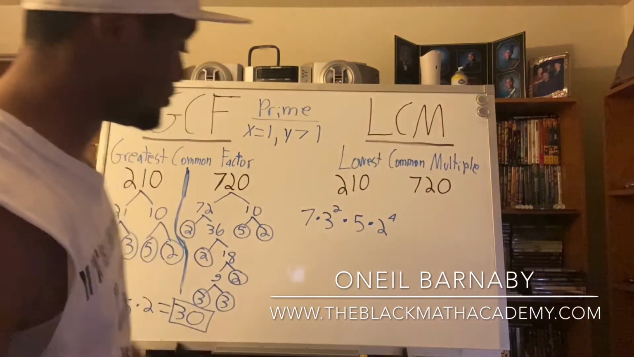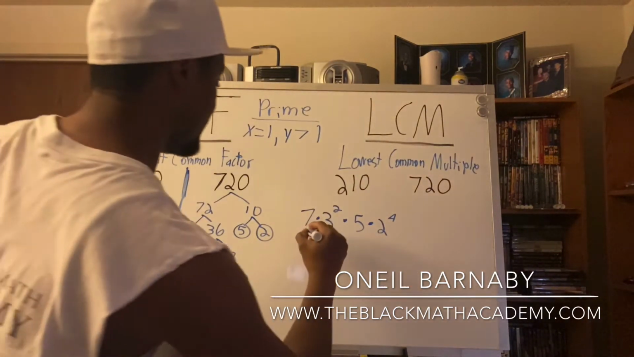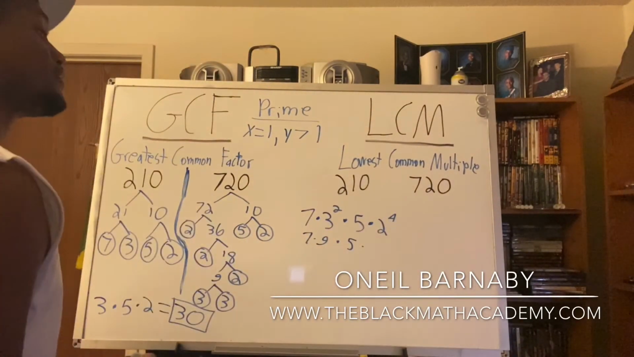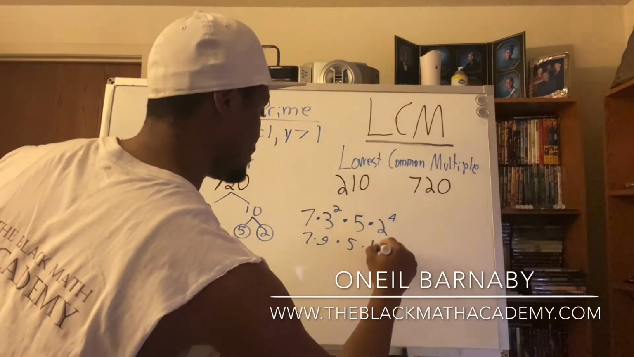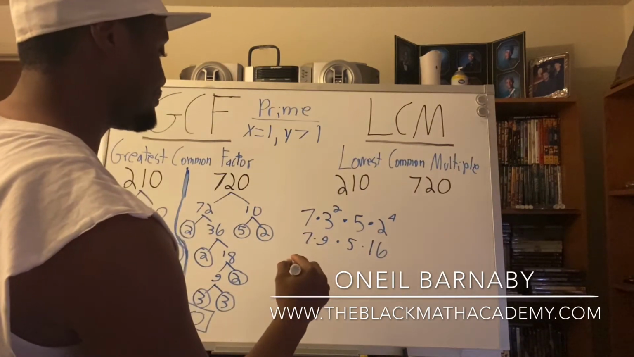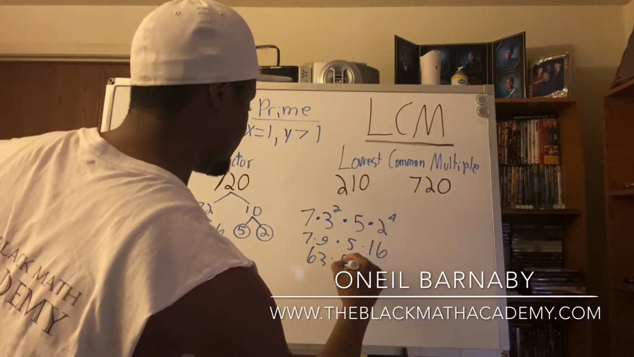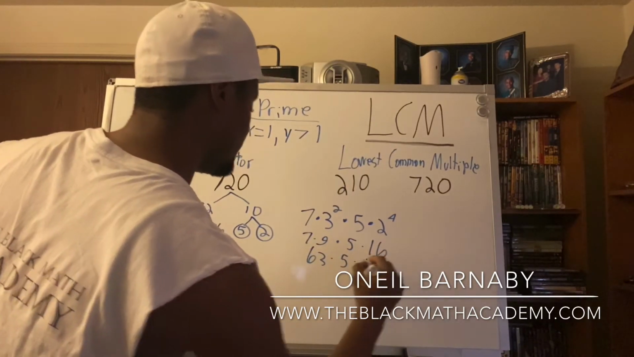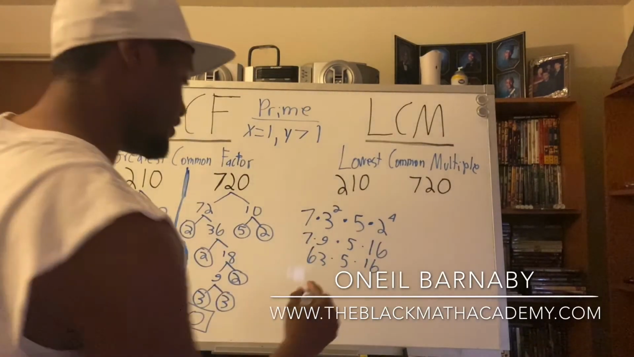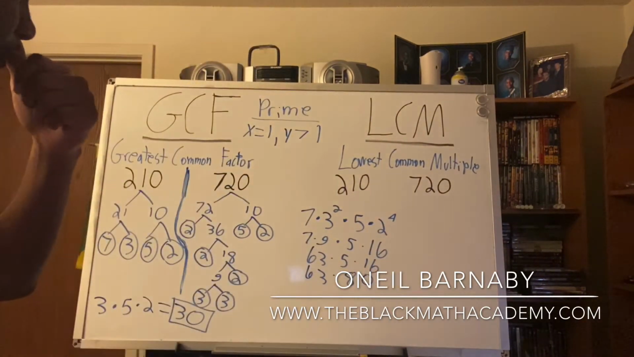So this is going to be a pretty big number. 7 times 3 squared is 9. So it's 7 times 9 times 5. 2 to the 4 is 16. So it becomes this. Let me do the math real quick. It's 63 times 5 times 16. 5 times 16 is 80. So 63 times 80.